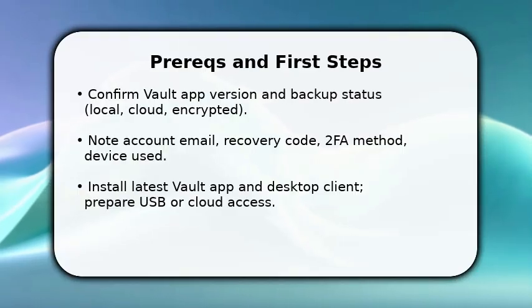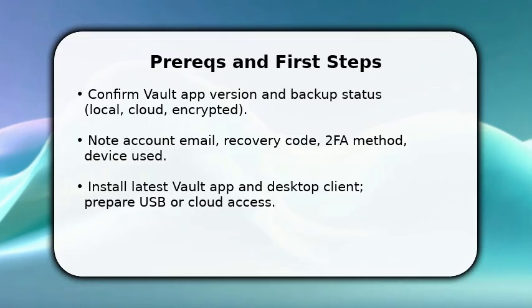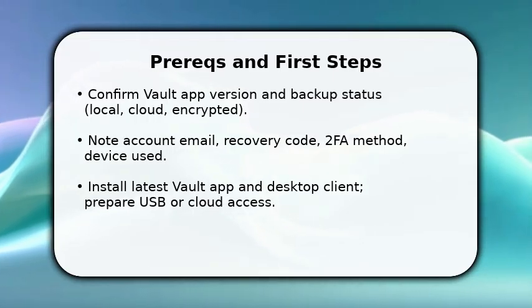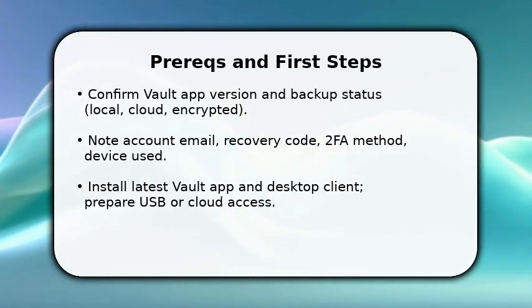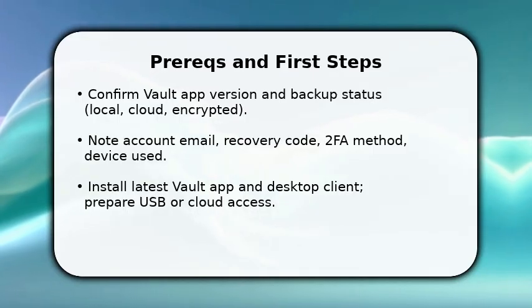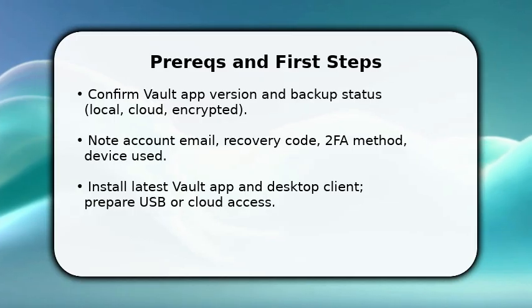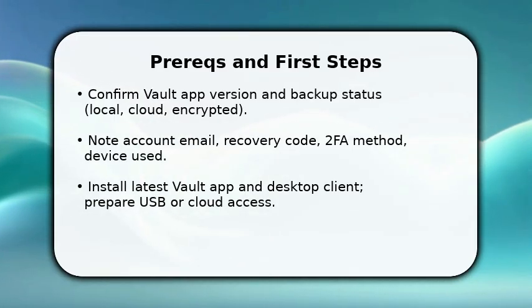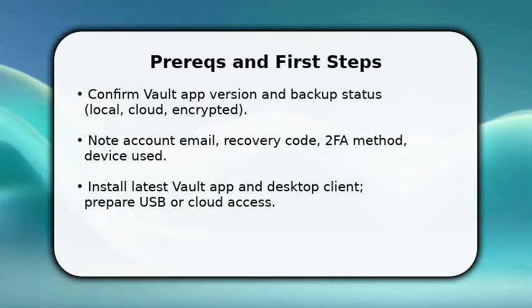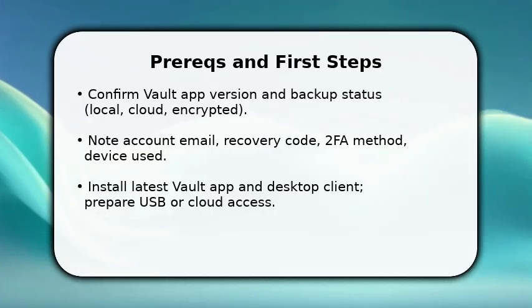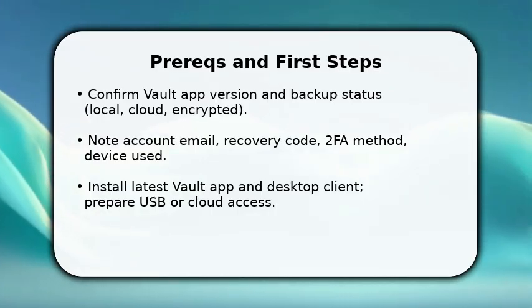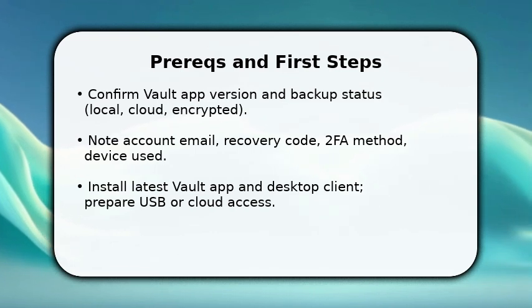You start by confirming the Vault app version and whether backups exist. This matters because format and encryption differ across versions. Once done, locate your account email, recovery code, and the 2FA method tied to the account so you can authenticate. Make sure the device you used originally is available, or have the desktop client ready and a USB or cloud location for export. These quick checks get you into the recovery flow without wasting time on basic setup.